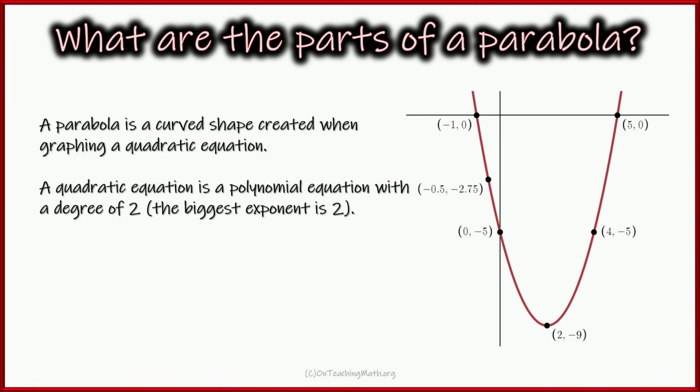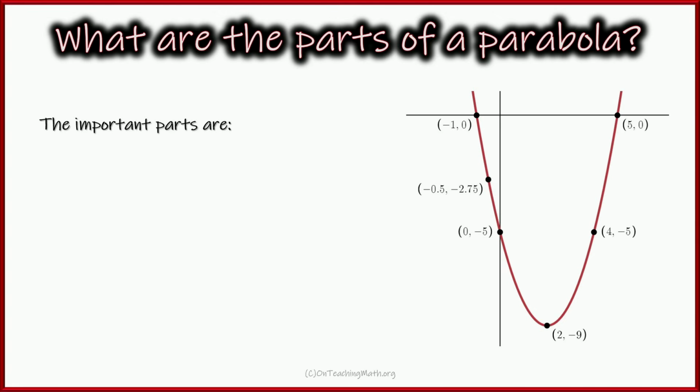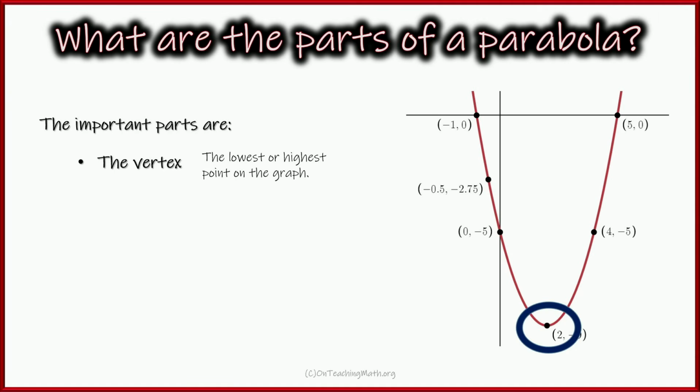So let's talk about the important parts of a parabola so we can be familiar with them, right? The very first part, the most important one we're going to learn about, is called the vertex. That's the lowest point on a graph or the highest point. It's where the whole thing turns around. So here, the vertex is (2, -9), because if you look here, it's going down, down, down, down, and then it stops going down and turns around and goes up. Where it turns around, that's the vertex. It's a very, very important part. I'm going to spend a lot of time in the future learning about that.